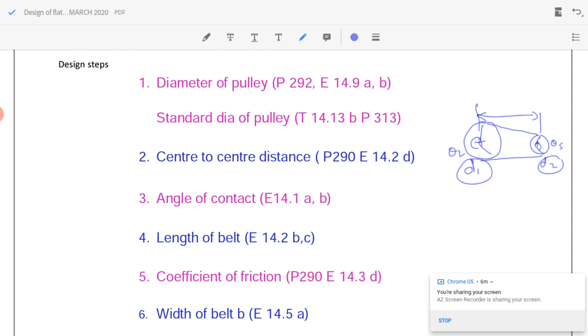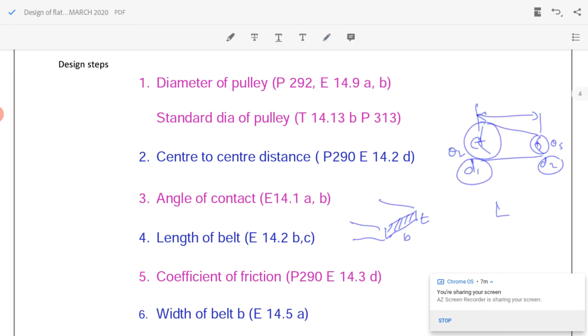Then we have to find the length of the belt, what is the coefficient of friction, then width of the belt. Normally we take a rectangular section, thickness T and width B. We have to find these dimensions. We have to find this area.